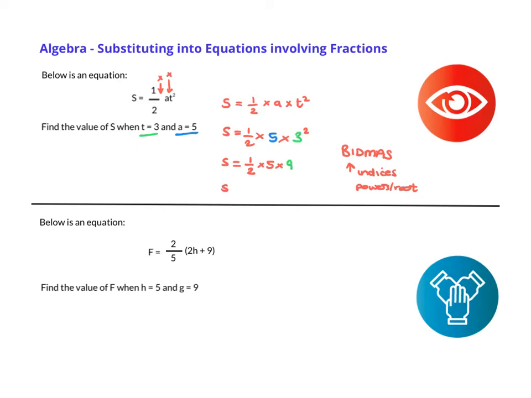Now I can do the rest in any order, but I'm going to multiply the two whole numbers together first. 5 times by 9 is 45. Now, the multiplication sign can also be addressed as of. So I could rewrite half times 45 as half of 45. This makes it a lot easier to see what I need to do. I actually need to halve 45, or divide 45 by 2. Half of 45 is 22.5, and that is my final answer.